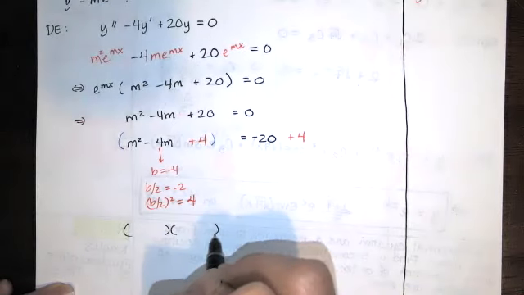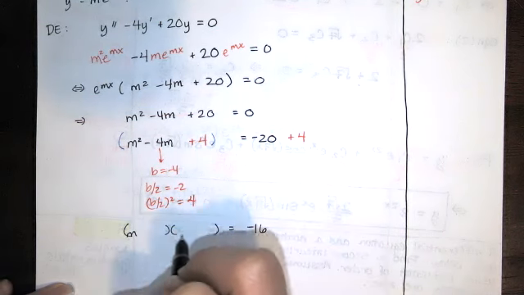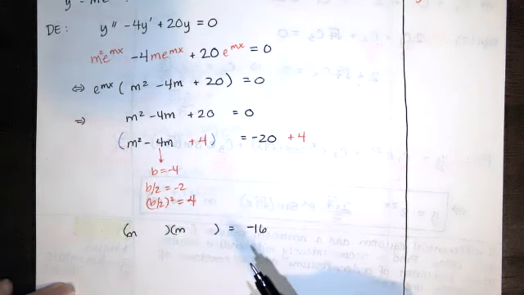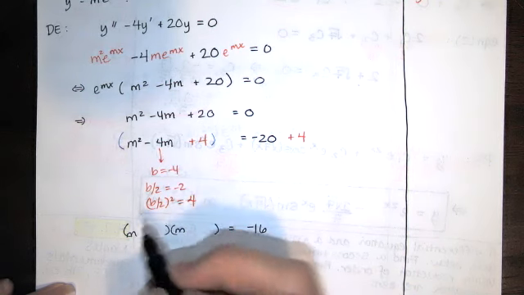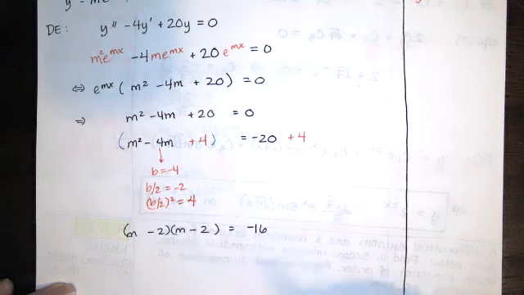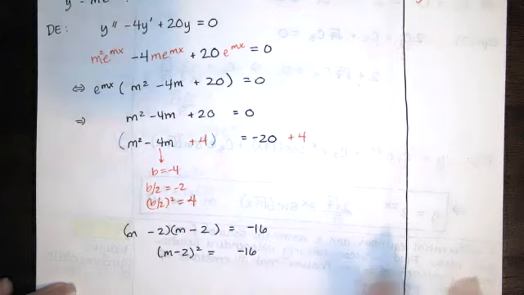So -20 plus 4 is -16. And I ask myself, what two numbers can I multiply to get +4 that add to -4? -2 and -2 will work. So that's m minus 2 squared equals -16.